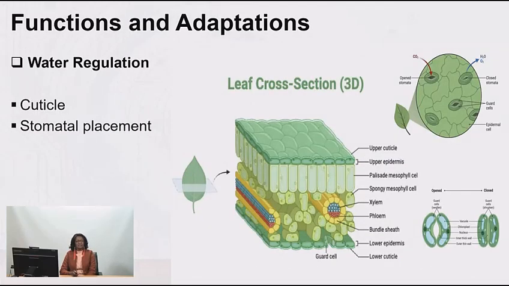The cuticle and the stomata are the ones responsible for water regulation. The cuticle is like a barrier, like a door that allows movement in and out of the plant by closing, and also protecting with a thick waxy layer that protects the plant from losing water.